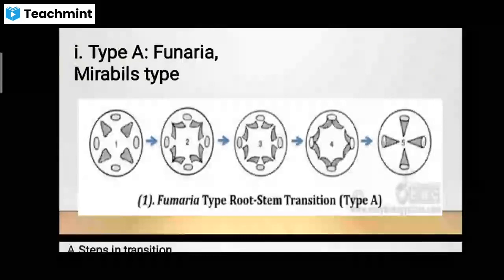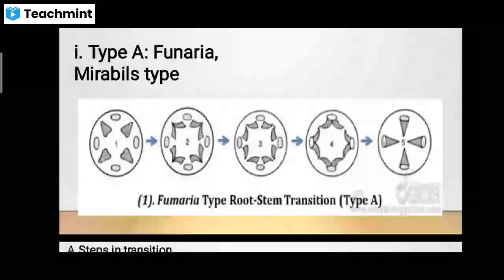So here, in the case of the root, there is a radial arrangement of vascular bundles. In type A, there are four xylem as well as four phloem strands, and both are present on different radii. Then the different changes that take place in the internal structure of the vascular arrangement of these roots will be changed in the stem, that is figure 5.